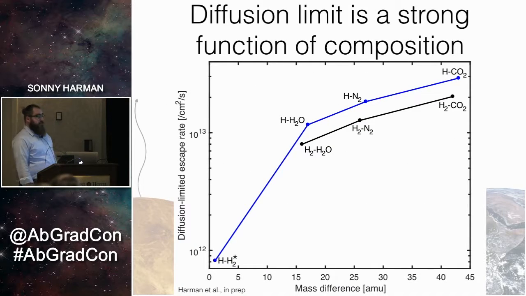The diffusion limit is a strong function of composition. So if you have heavy constituents as your heavy background gas and you have a light escaping gas, your flux is much higher than if you had, for example, a light background gas and a lighter escaping constituent. I will say that this point here is sort of a bad thing to do on a plot like this. There is no diffusion limit when it's H and H2 dominated. You are just limited by photons at that point. There's no diffusion.